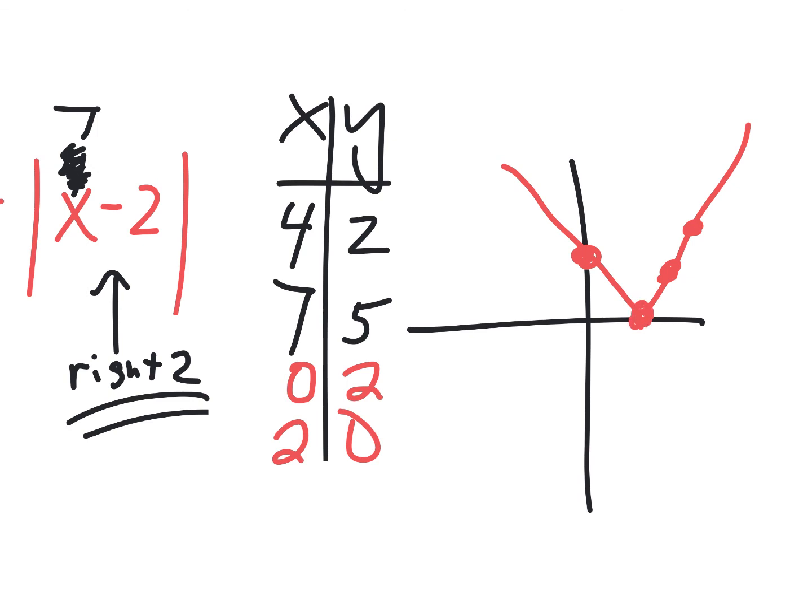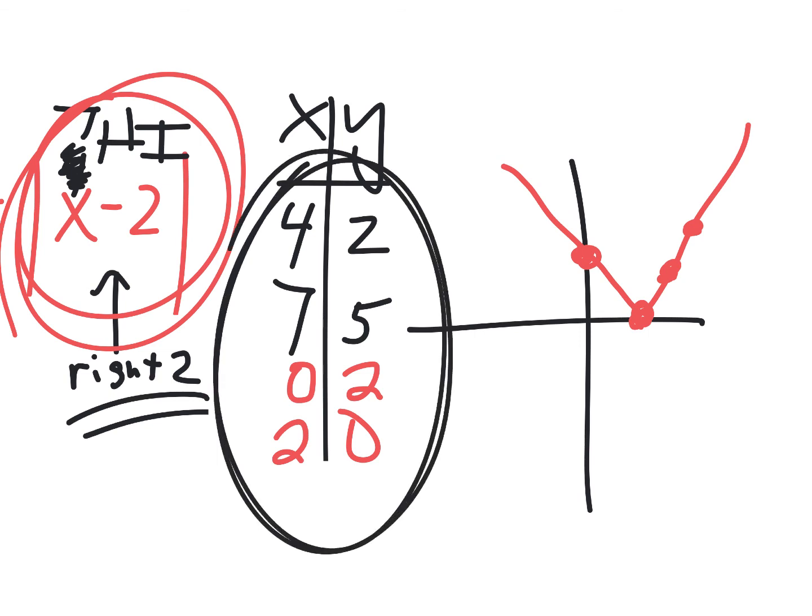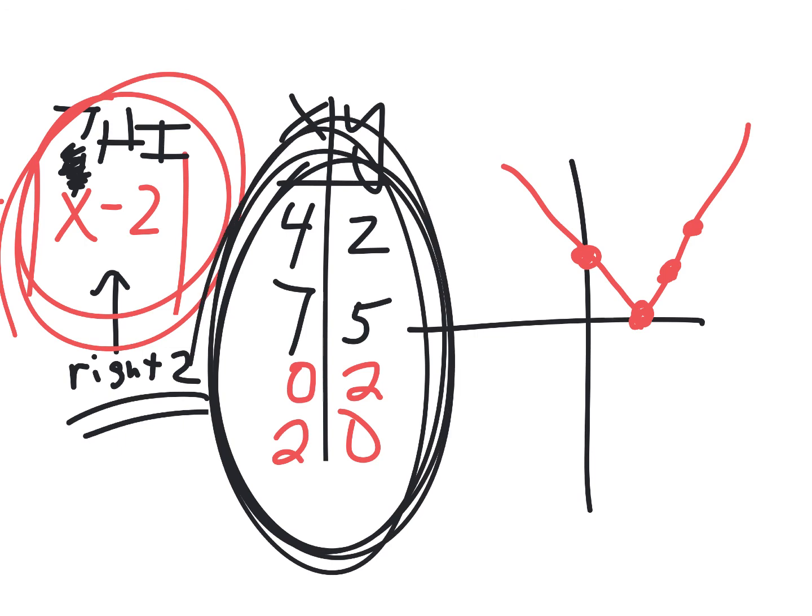Okay, so what's the moral of the story? You got to know how to move stuff. And it's always the opposite of what you think on the inside. And that's the horizontal on the inside. If it's on the outside, it's vertical. Vertical on the outside. And you got to know how to make points again. And then that's it. You're ready.